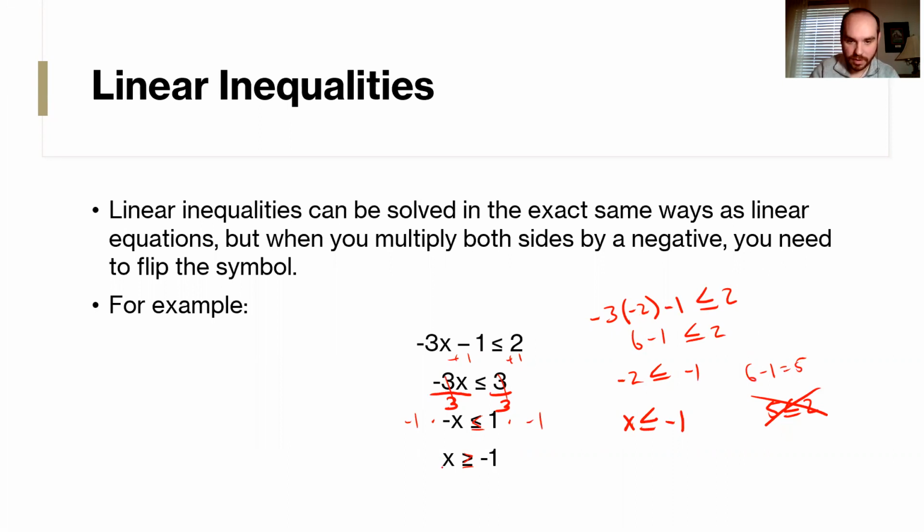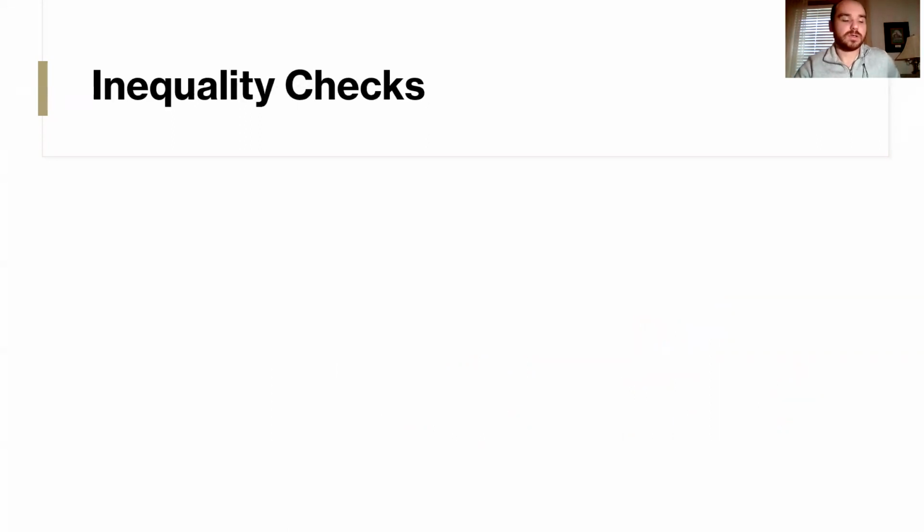Now, if we do it this way, we have x is greater than or equal to negative 1. We can use, let's say, 0. 0 is greater than negative 1, so that should work fine. We plug in 0 here, we get 0 minus 1 is less than or equal to 2. Negative 1 is, in fact, less than or equal to 2. So we just need to flip the sign around anytime we multiply by negative 1. Multiply or divide by a negative number, basically. If you flip the positives and negatives on both sides, you need to flip the sign as well. You'll get plenty of practice with this, so hopefully it won't confuse you too much.